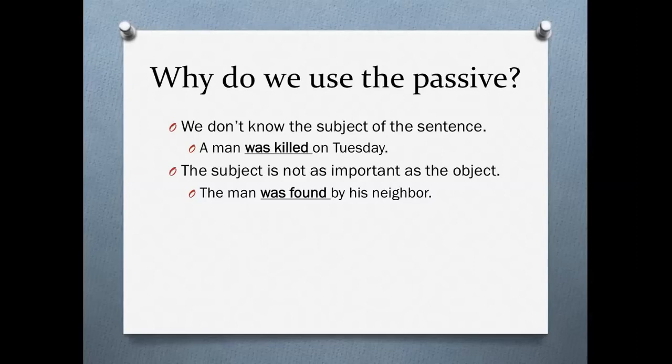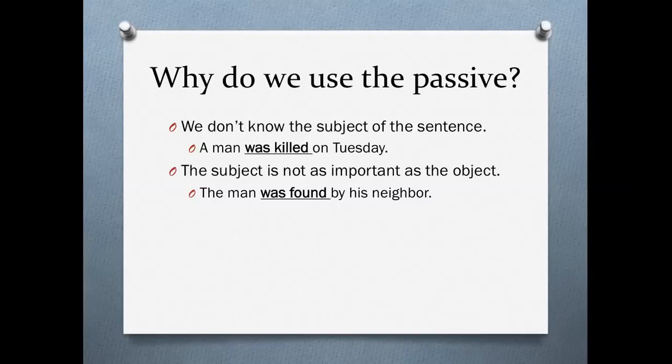For instance, a man was killed on Tuesday. Who killed the man? I don't know. Maybe it was his wife. Maybe it was his brother. Maybe it was a crazy person who came into his apartment and killed him. I don't know. We don't have that information. So we have to use the passive because the man didn't do anything, but someone did. Someone killed him. So we use the passive.